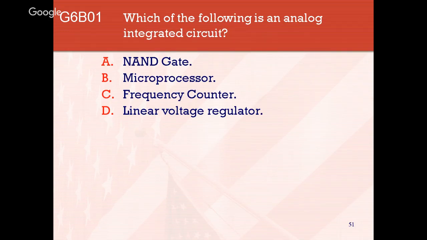Which of the following is an analog integrated circuit? And you look down those things, it can't be a NAND gate. That's a logic circuit, although it is part of an integrated circuit. The microprocessor is typically a digital processor type thing, and NAND gates are digital as well. Frequency counters are digital. The only logical answer here is linear voltage regulator. That is an analog integrated circuit.